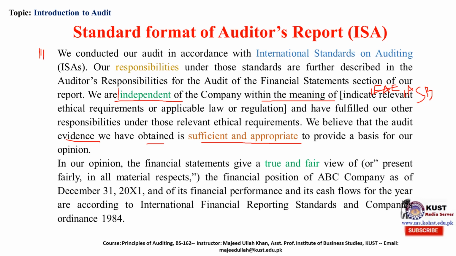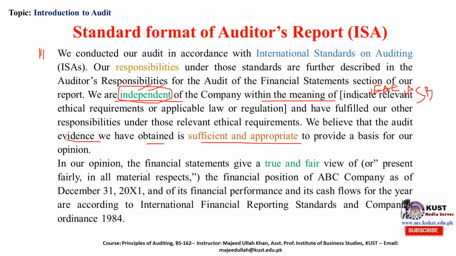Basically, auditor independence means that the auditor has no stakes, no interest, no investment in the company when he is going to audit. His spouse has no interest in the company, and his next of kin has no interest in the company. Interest means shares or any other investment. Then the auditor will be considered independent.